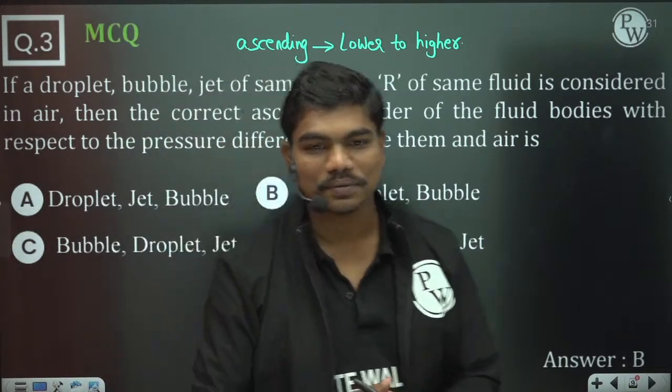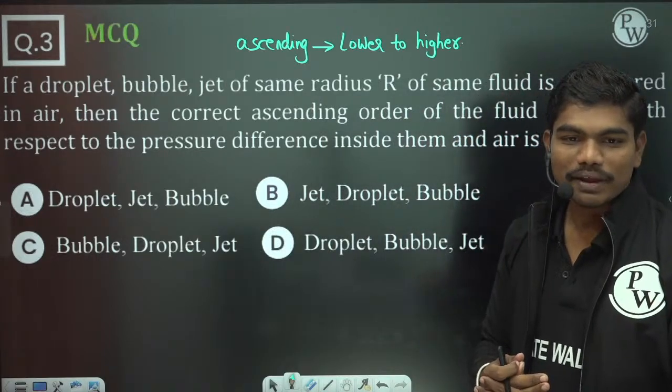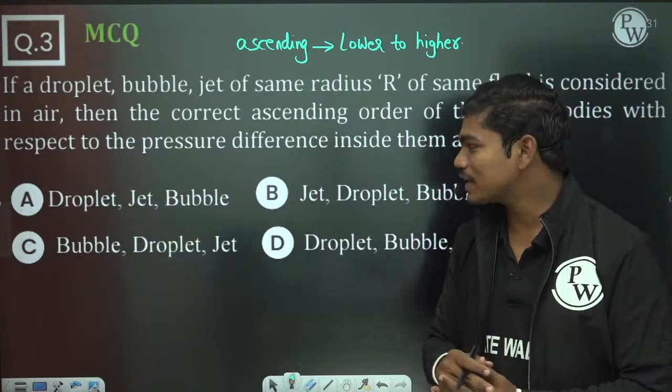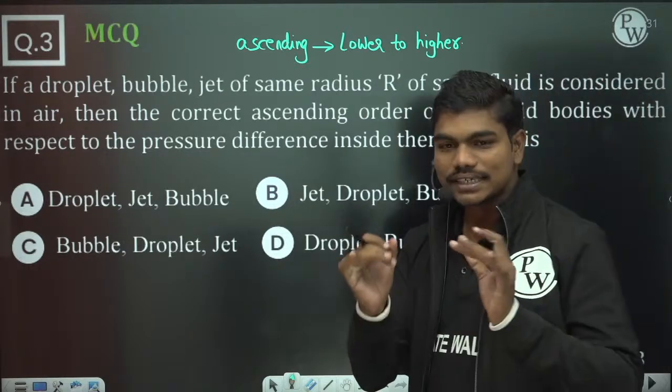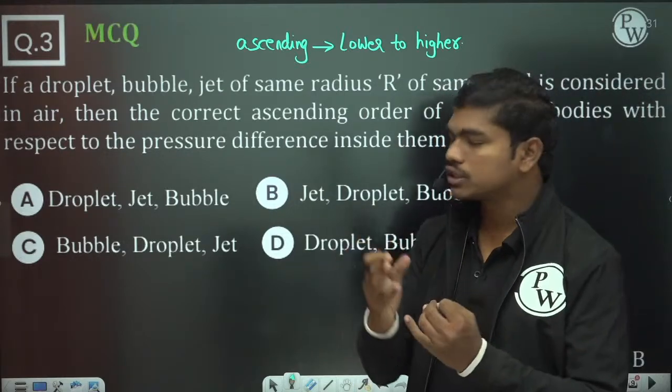B. Oh, very fast. Copying? Shouldn't copy. Okay, so anyhow, good. So look here, there are three fluid bodies: droplet, bubble and jet. Correct.